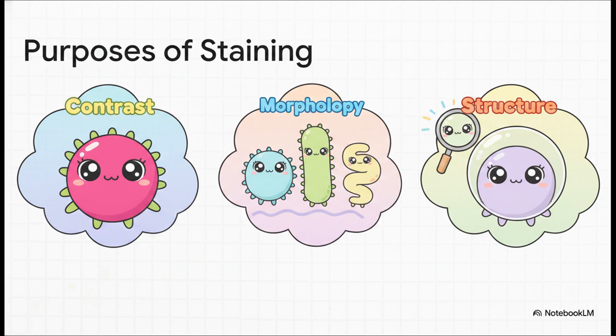Second is morphological study. This is crucial because it allows us to accurately study their exact size, their shape, and how they arrange themselves. And third, structural identification. By highlighting specific external structures like capsules and flagella, or internal ones like nuclear bodies, staining is what actually allows us to properly classify these organisms.